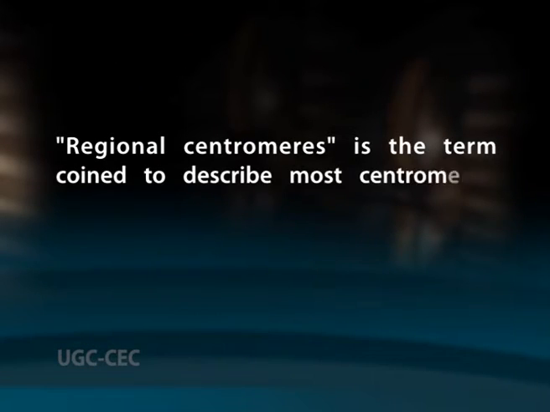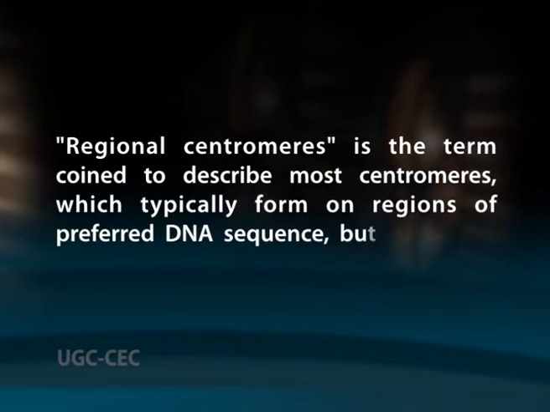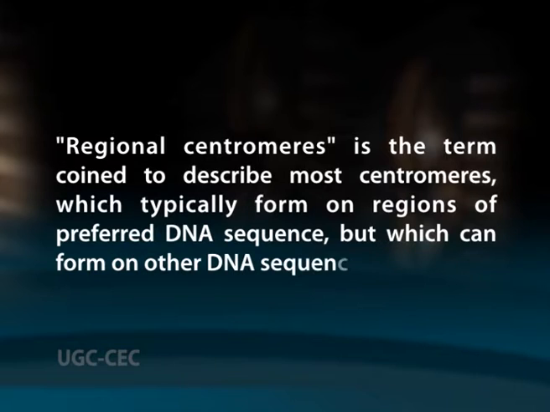Regional centromeres is the term coined to describe most centromeres, which typically form on regions of preferred DNA sequence, but which can form on other DNA sequences as well. The signal for formation of a regional centromere appears to be epigenetic. Most organisms ranging from fission yeast such as Schizosaccharomyces pombe to humans have regional centromeres.